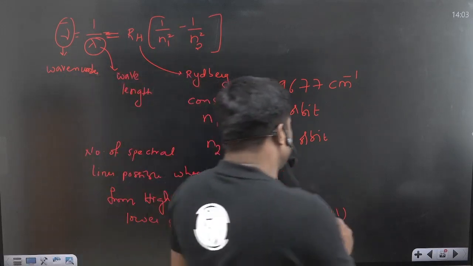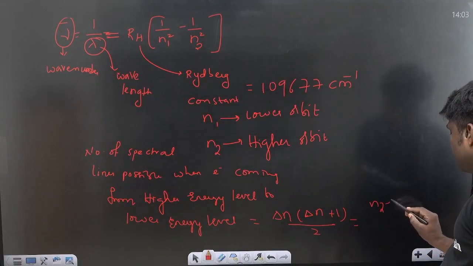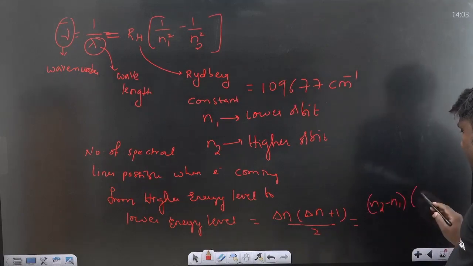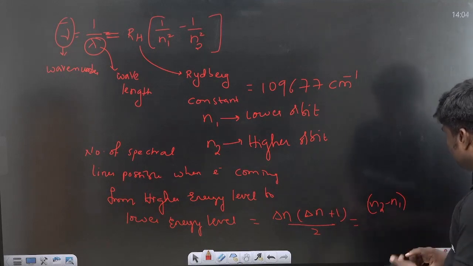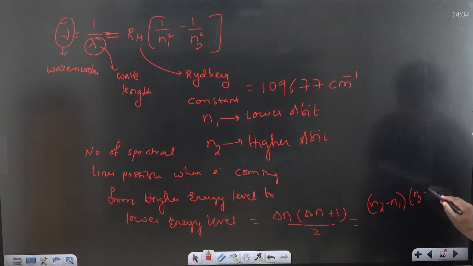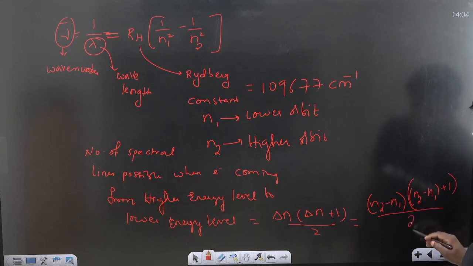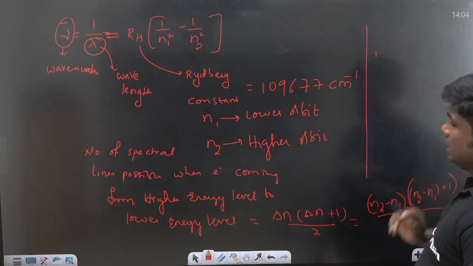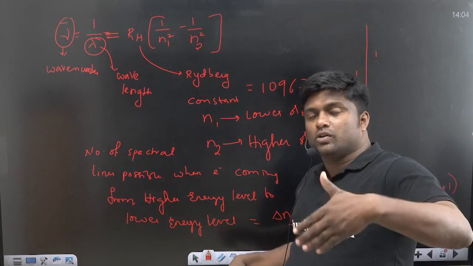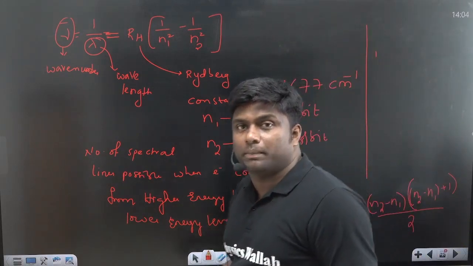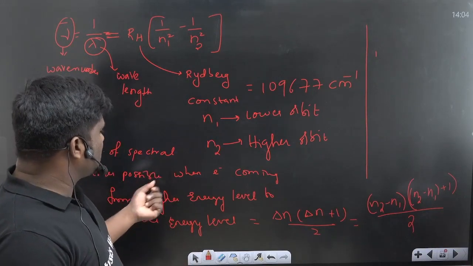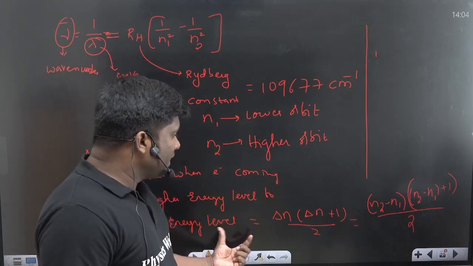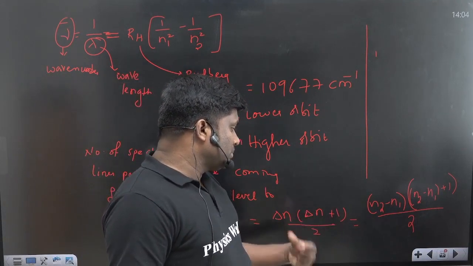Delta n means N2 minus N1, higher orbit minus lower orbit, so it is N2 minus N1 into N2 minus N1 plus 1 by 2, where N2 is the higher orbit and N1 is the lower. So when an electron comes from a higher energy level to a lower energy level, many lines are formed. How many lines are formed is given by delta n into delta n plus 1 by 2.